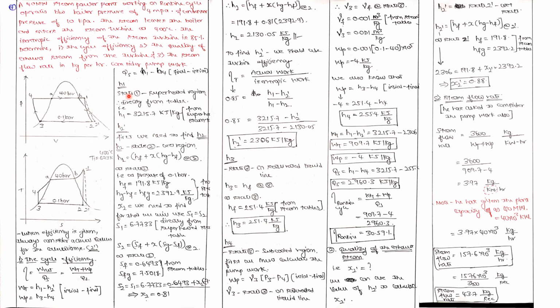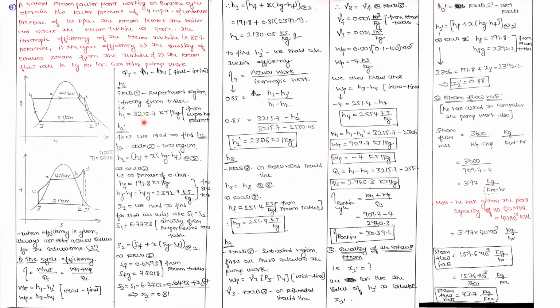Now H1, where is my H1? H1 is in the superheated region. So if it is in the superheated region, I will get the value directly from the superheated steam tables. So H1 is equal to 3215.7 kilojoules per kg from superheated steam tables for this particular temperature and this particular pressure. For boiler pressure and this particular superheated temperature, the value of enthalpy is 3215.7 kilojoules per kg directly from the steam tables.